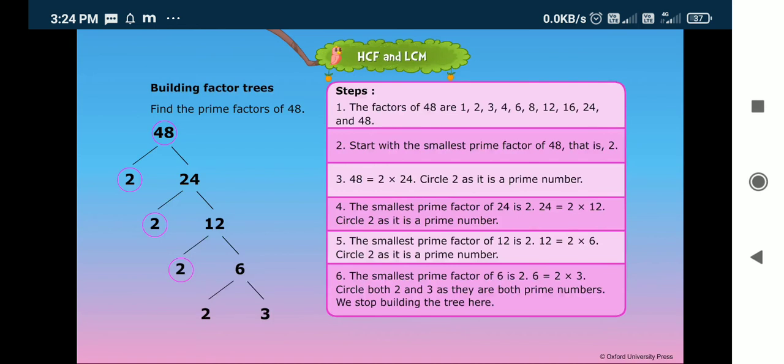Step 6. The smallest prime factor of 6 is 2. 6 is equal to 2 into 3. Circle both 2 and 3 as they are both prime numbers. We stop building the tree here. Thus, the prime factorization of 48 is equal to 2 into 2 into 2 into 2 into 3.